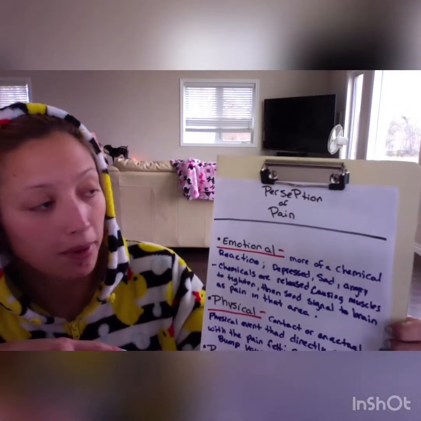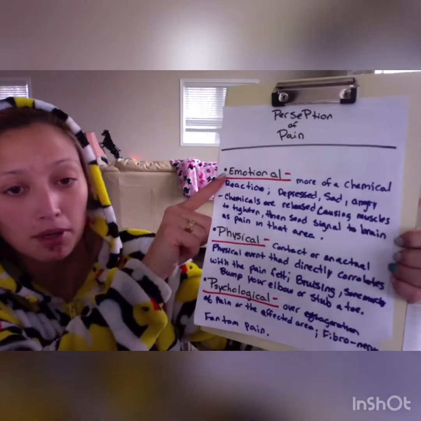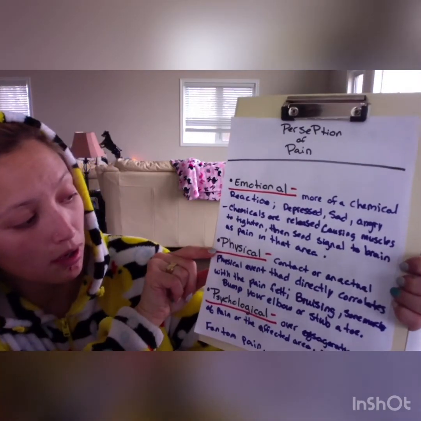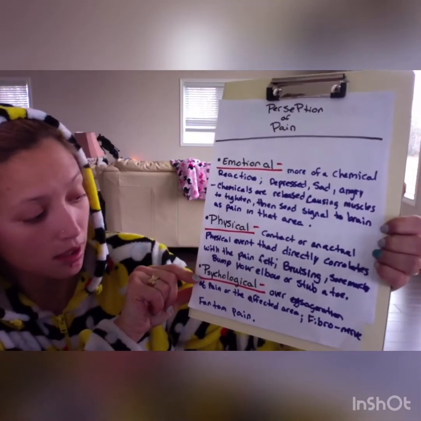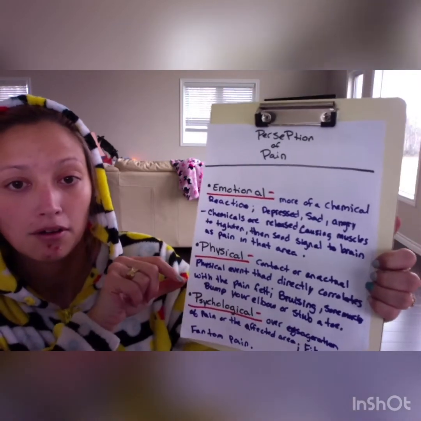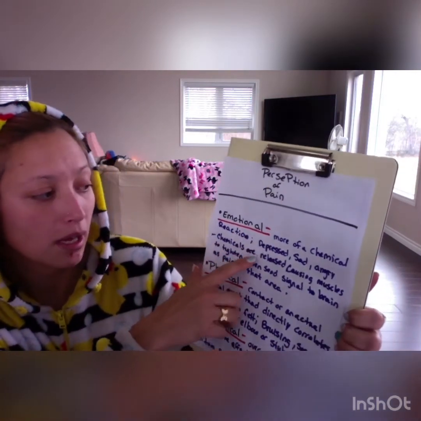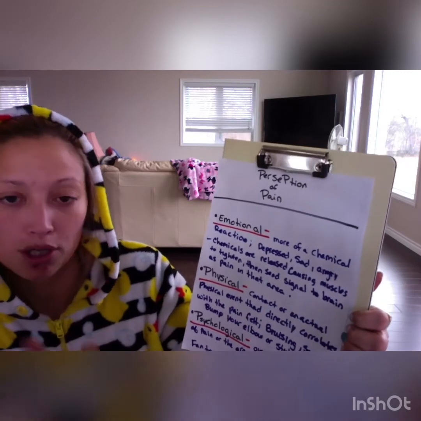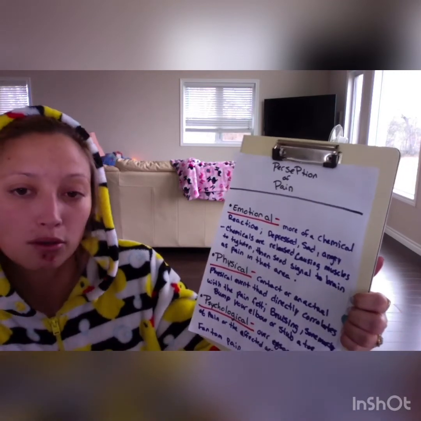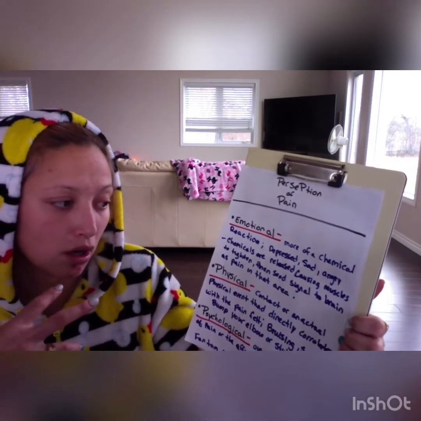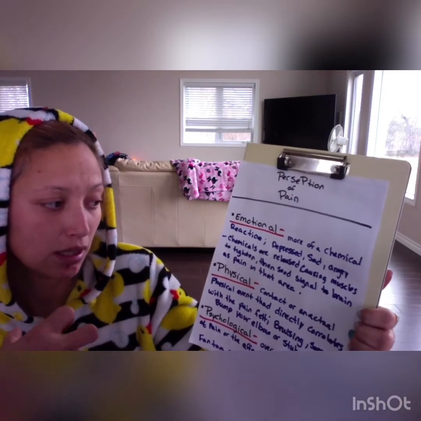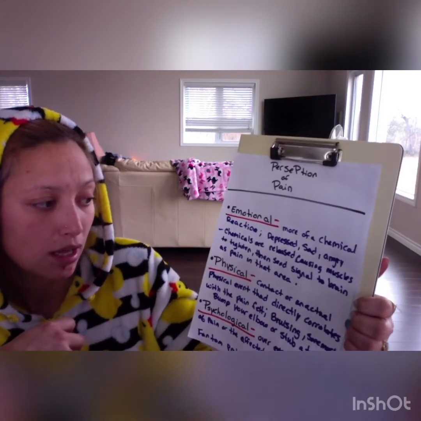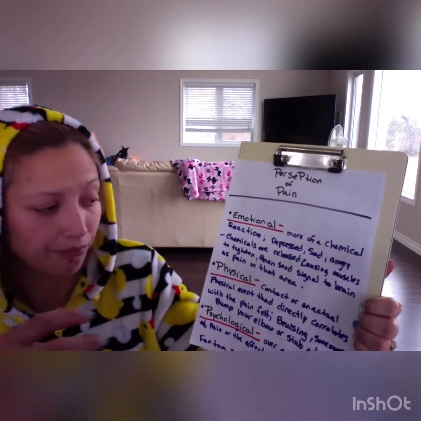So perception of pain. There's an emotional, physical, and a psychological perception of pain. So the way you perceive it. So emotional is more of a chemical reaction: depression, sadness, anger. Those chemicals then cause your muscles to tighten. Then that sends signals to your brain that you're sore.